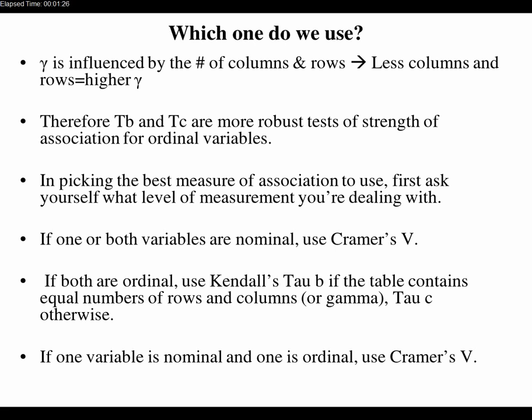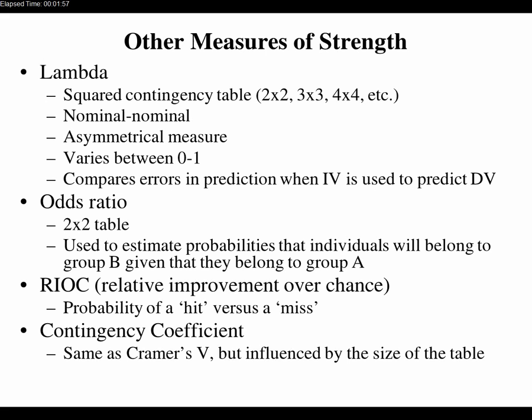In picking the best measure of association to use, first ask yourself what level of measurement you're dealing with, okay? And if one or both variables are nominal, use Cramer's V. If both are ordinal, use tau b if the table contains equal numbers of rows and columns, or gamma, or tau c otherwise, okay? So if one variable is nominal and the other one is ordinal, what are you going to use? Cramer's V. Got it. All right.